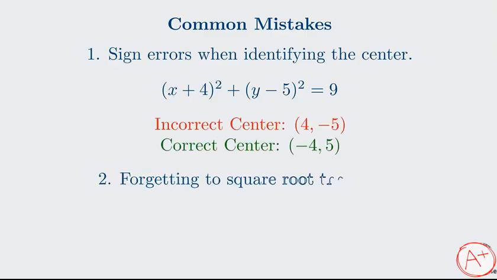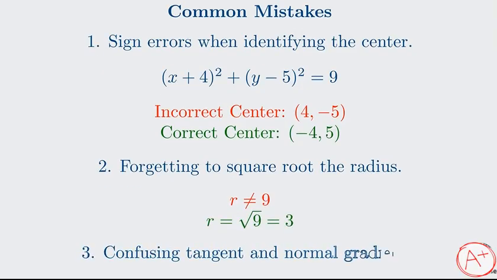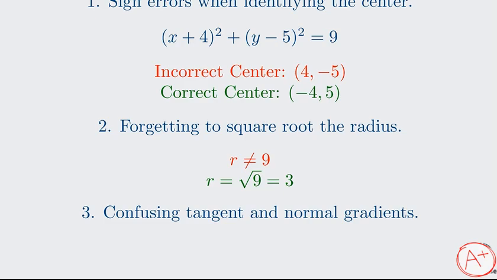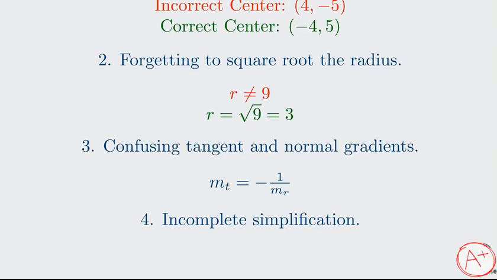Second, forgetting to square root the radius. In the equation above, the radius is not 9. The constant on the right represents r squared, so the radius is the square root of 9, which is 3. Third, confusing the gradients of the tangent and the normal. The tangent is perpendicular to the radius. Some students use the same gradient as the radius or forget the negative sign when taking the reciprocal. Finally, incomplete simplification. When solving for intersections, ensure your quadratic is in the form ax² + bx + c = 0 before calculating the discriminant. A missing term or an uncollected constant will lead to a completely incorrect value for delta.